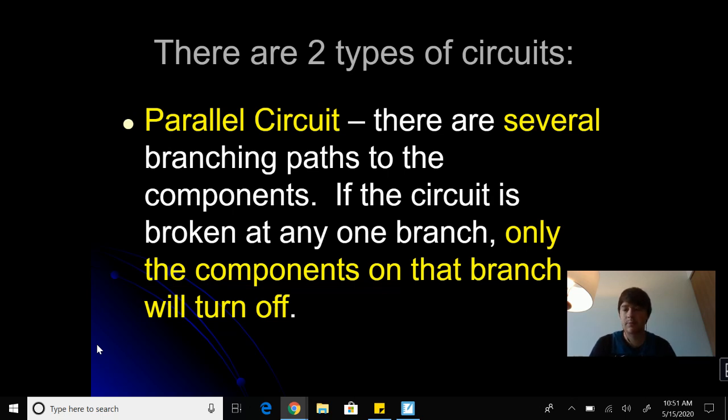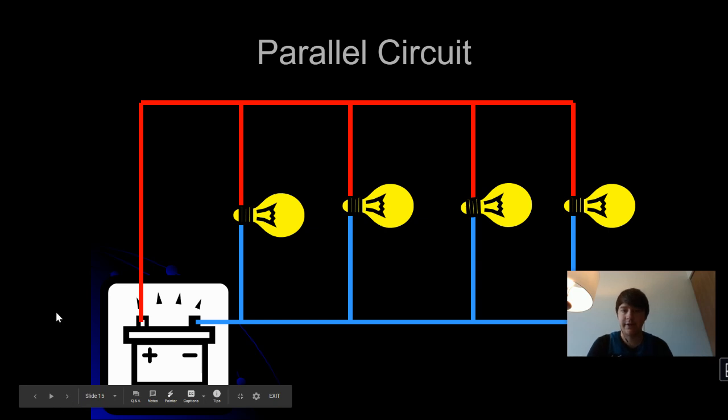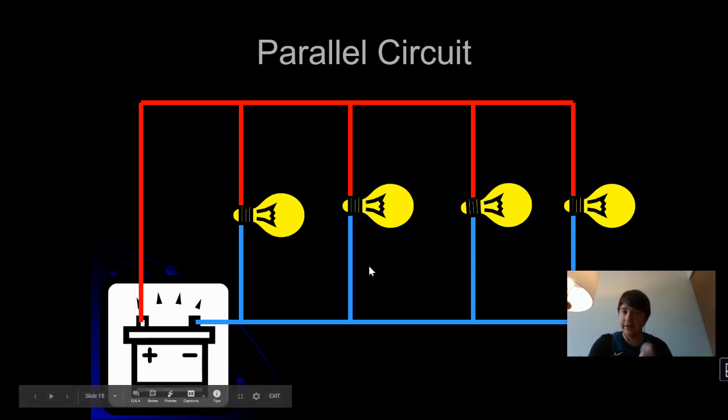There are multiple branches. So if we look at what it looks like, here it is right here. This is an example of a parallel circuit. If I was to turn off this particular light switch right here, these 3 lights are still going to shine. Just this one will not be shining. So this one works, this one works, this one works. That's kind of the way it goes. If I were to turn off this light, the other 3 still could remain on.